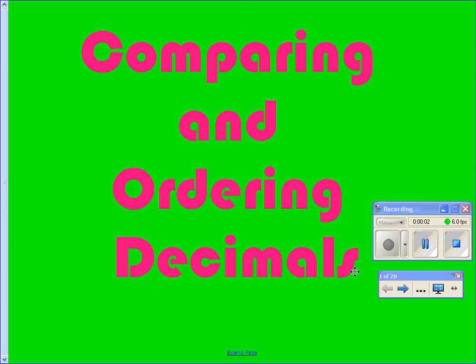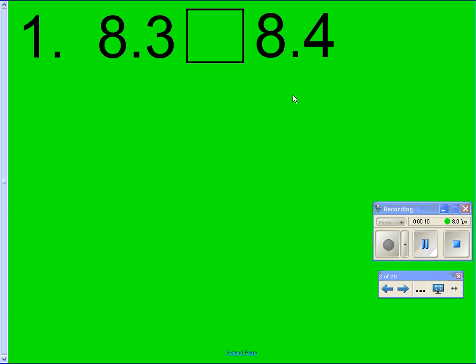This is our lesson on comparing and ordering decimals, and later on we're going to do rounding decimals. So to compare and order decimals, you always go place by place. So you always start at the very first number and then you move to the right looking at the numbers.